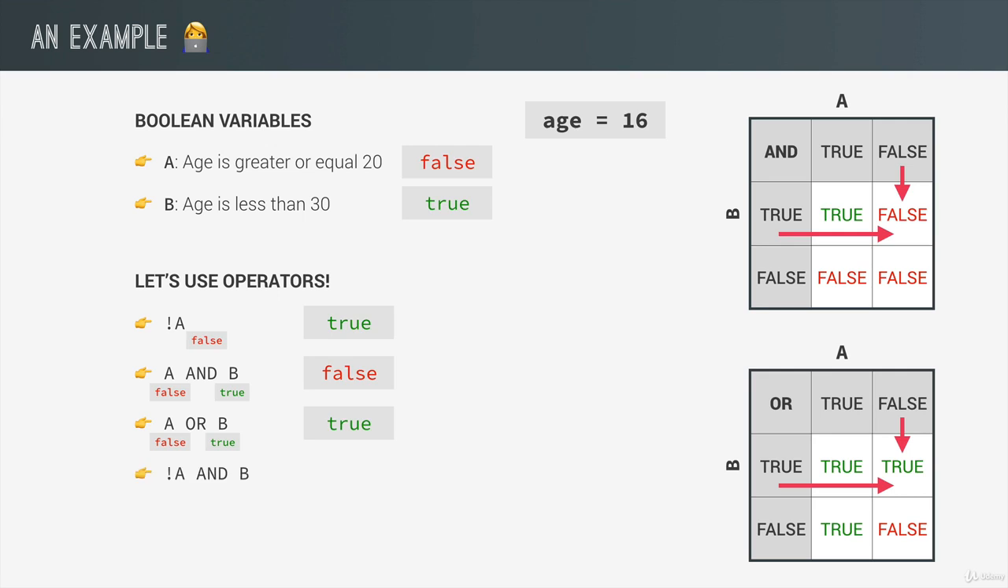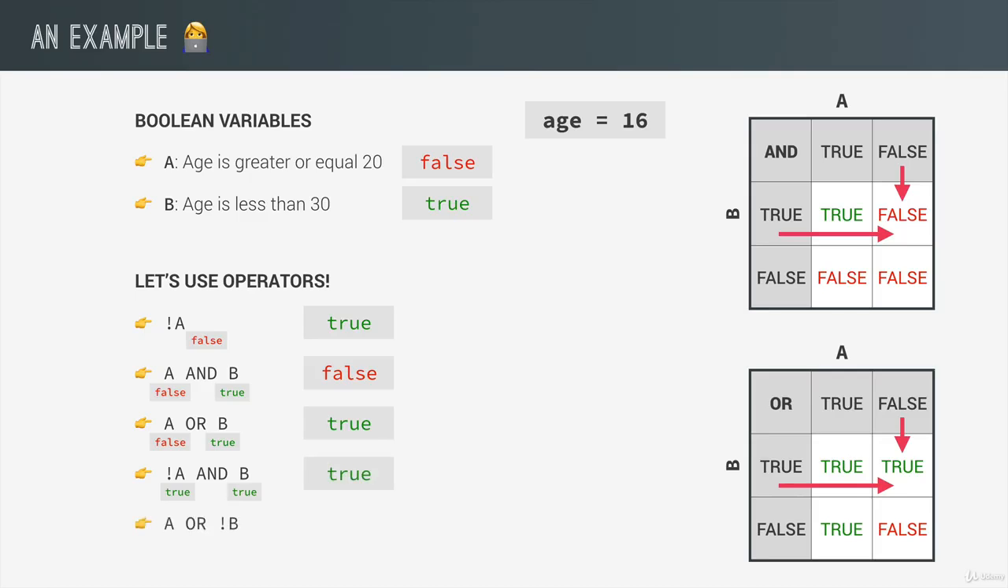Next up, let's check not A and B. And we already know that not A is true and B is true. And so this time, for the first time, we are combining multiple operators here. And yeah, we already know that true and true will of course be true as well.